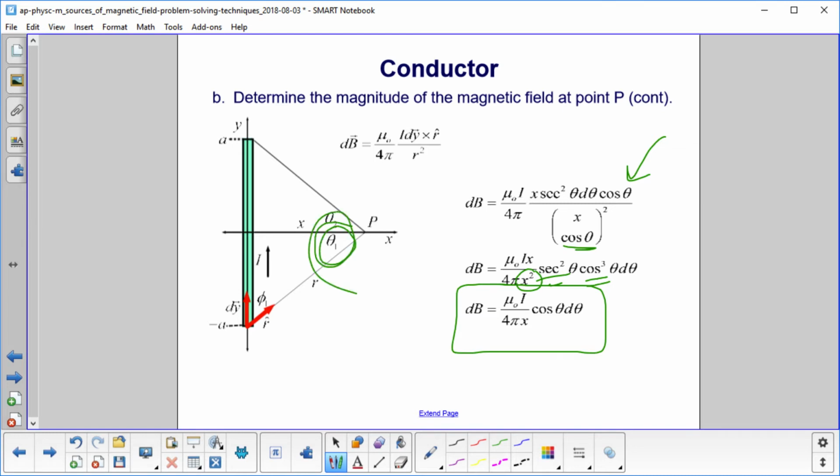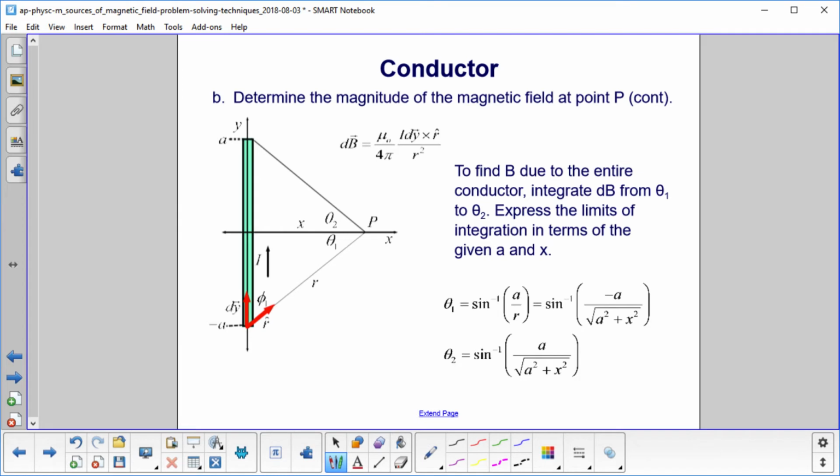d theta. To find the magnetic field at point P, we will integrate the dB we found on the previous slide from theta 1 to theta 2, and that will sweep out the entire length of the wire from negative A to A. First, we're going to express the limits of integration in terms of the given A and X. Why? You'll see on the next slide.